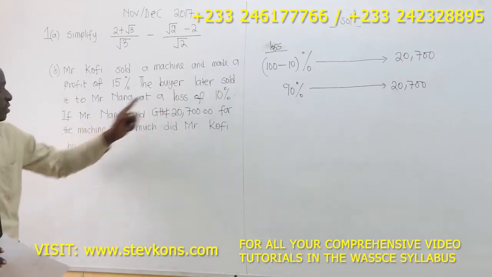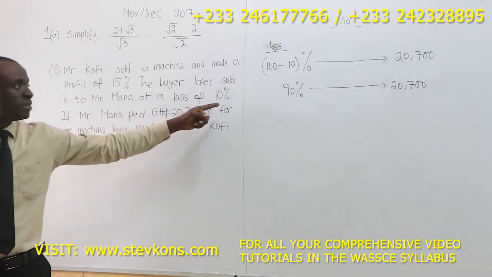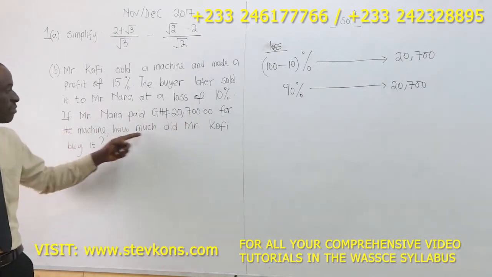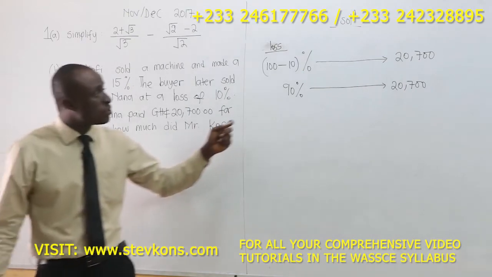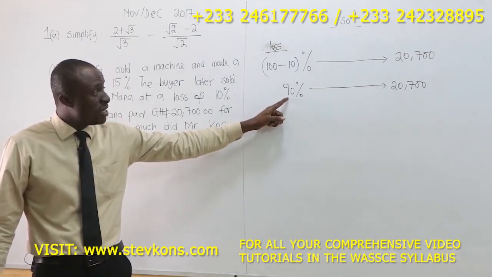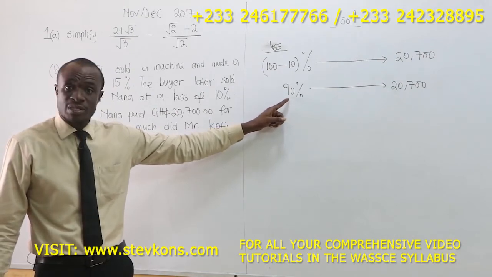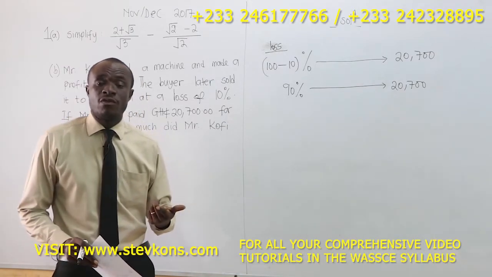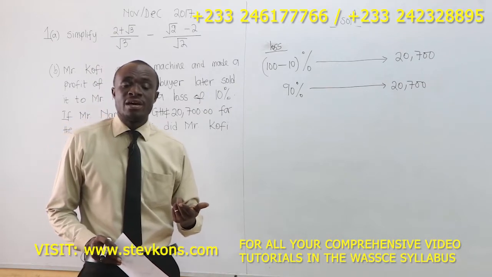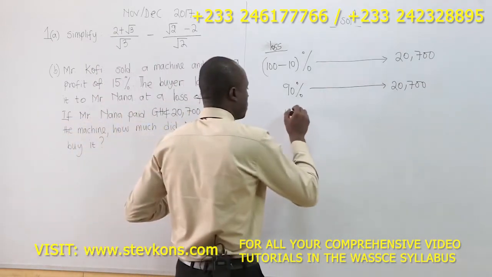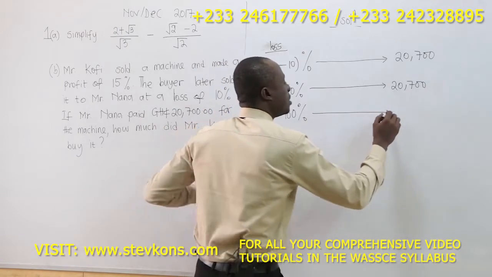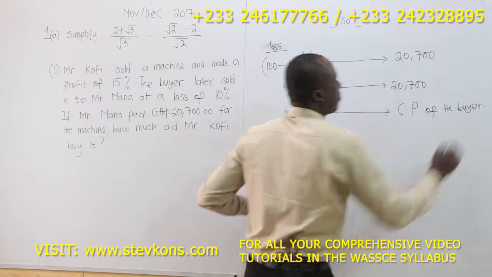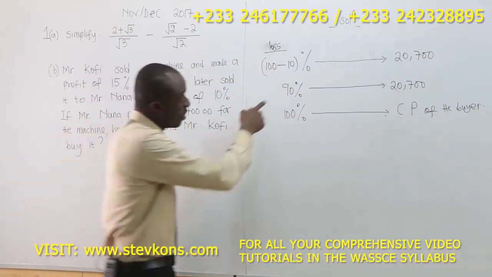20,700. The buyer later sold it to Mr. Nana at a loss of 10%. If Mr. Nana paid 20,700 for the machine, how much did Mr. Kofi buy it? So that is, the buyer made a loss, and the loss was 10%. So 90% would correspond to 20,700. Now I want to find the cost price of the amount that the buyer bought it. So clearly 100%, this will map to what? The CP of the buyer. Now we have 90, 100.